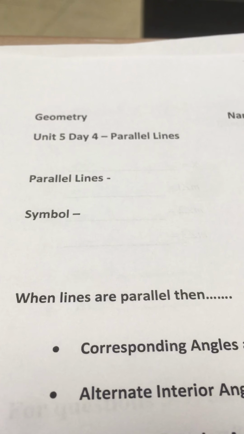However, special things happen. When lines are parallel, the corresponding angles are congruent to each other, so they're all equal. You have alternate interior angles that are going to be congruent, or equal, to each other. Alternate exterior angles are also going to be equal. Now, all of these angles aren't going to be equal to each other, but in a situation like this.